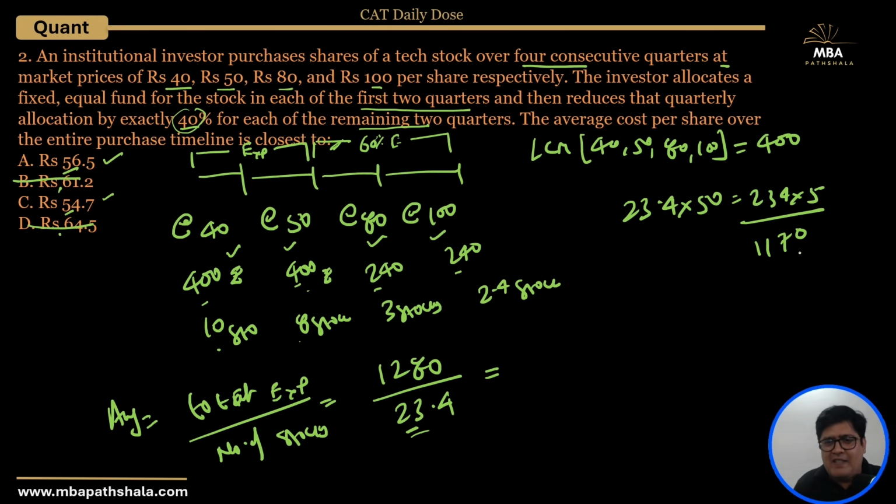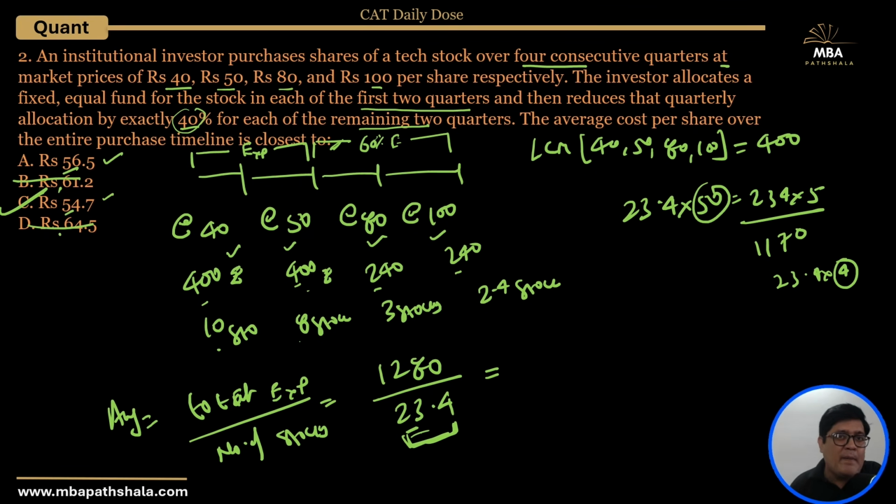I'm already at 1170. How many more do I need? I need 110 rupees more. If you see, this is almost 25, and 25 into 4 is 100. So my answer would be somewhere near 23.4 into 4. This is 50 times, and this is 4 times. My answer would be near 54. This is the way of eliminating options.